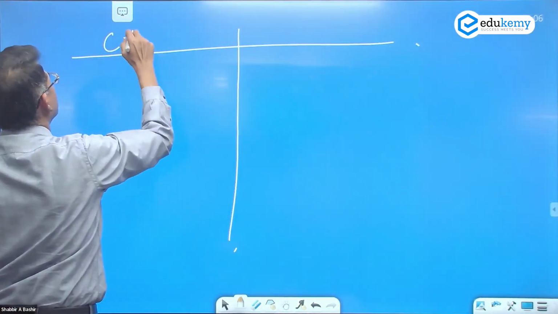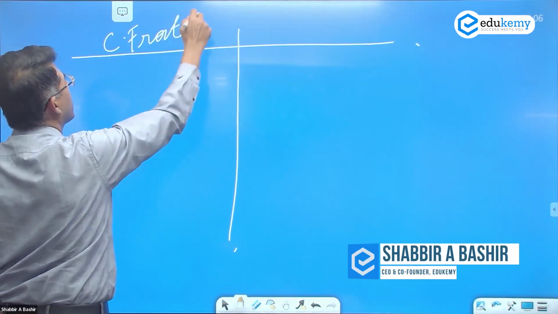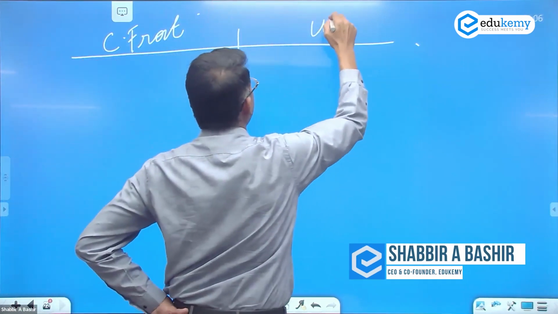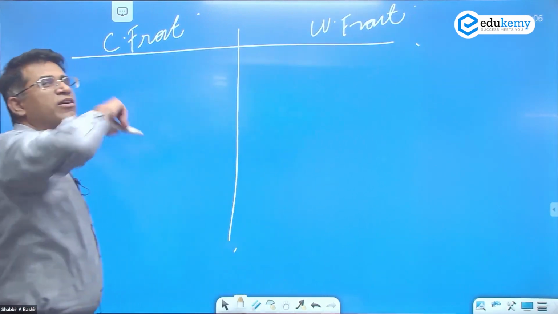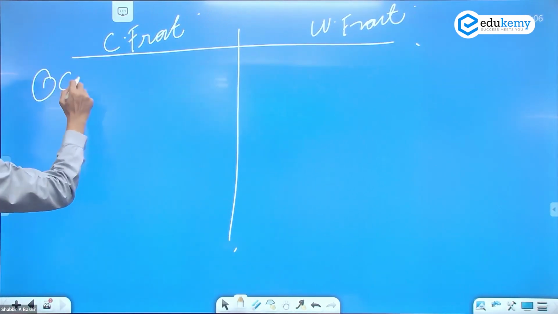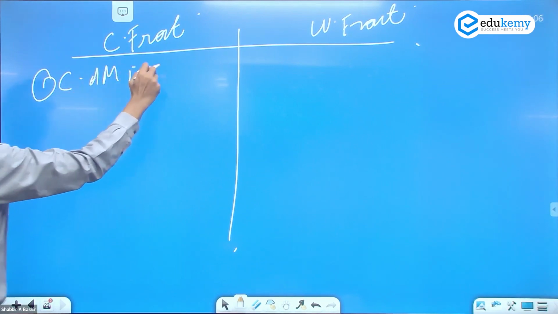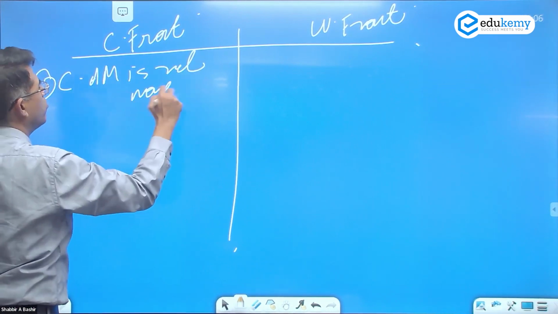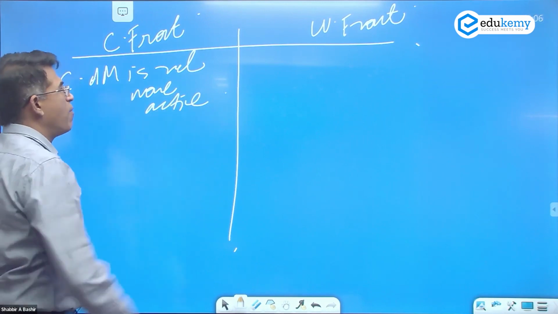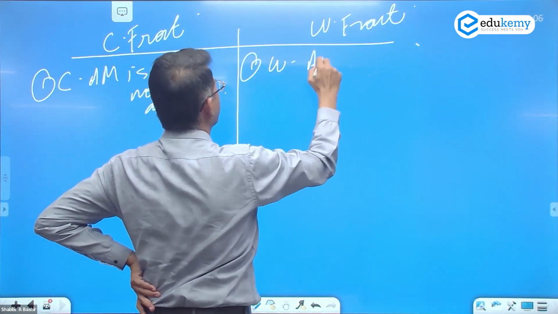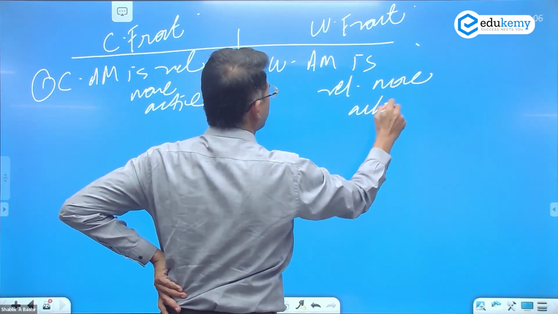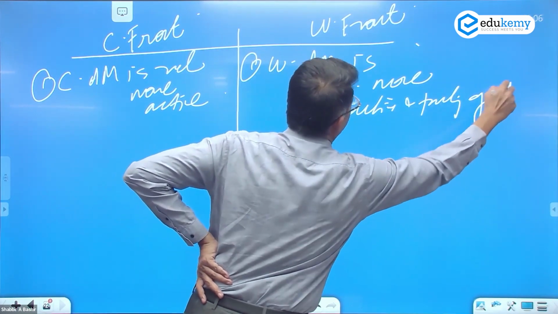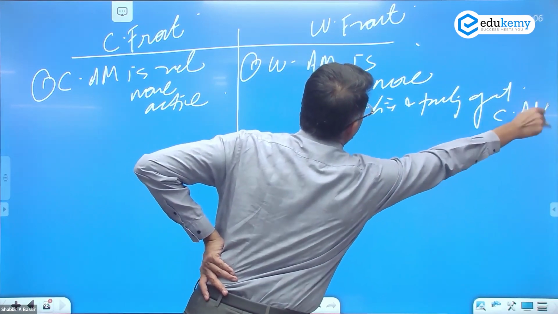What does a cold front look like and what does it do? And what does a warm front look like and what does the warm front do? So in the cold front, the cold air mass is relatively more active. In the warm front, the warm air mass is relatively more active and pushing against the cold air mass.